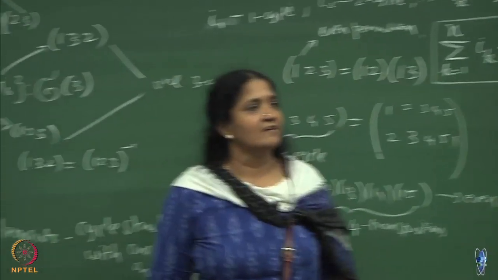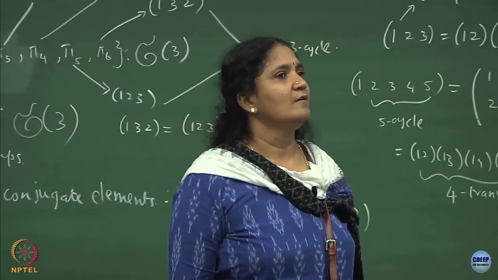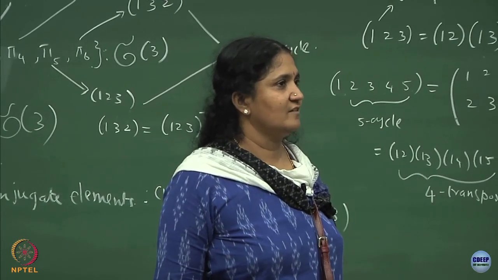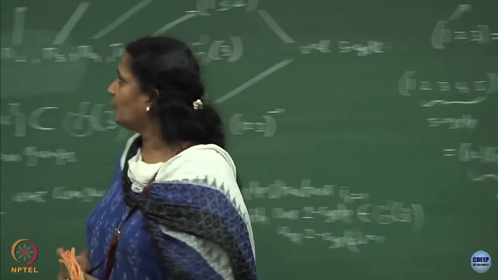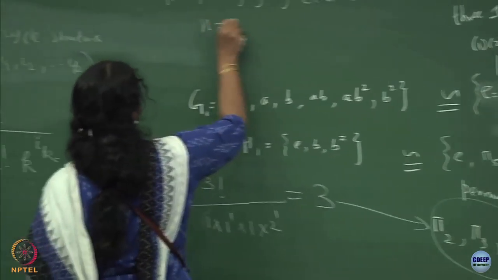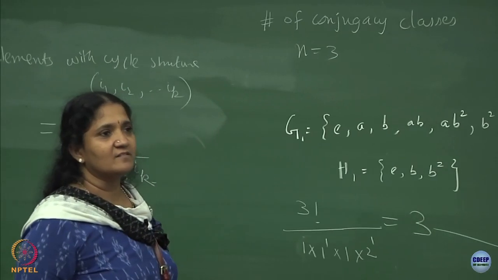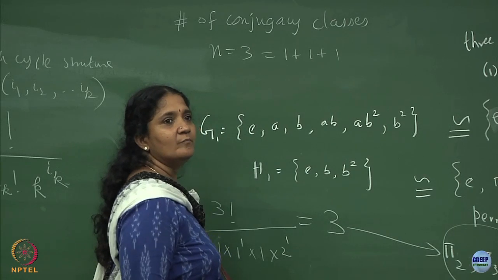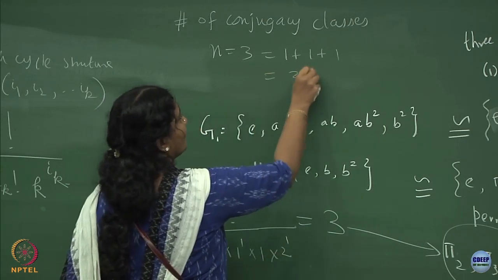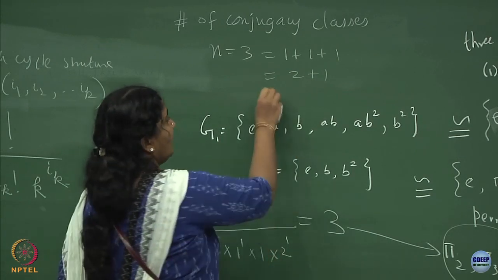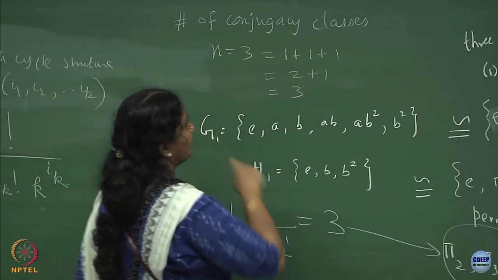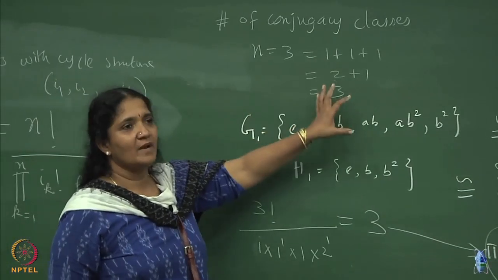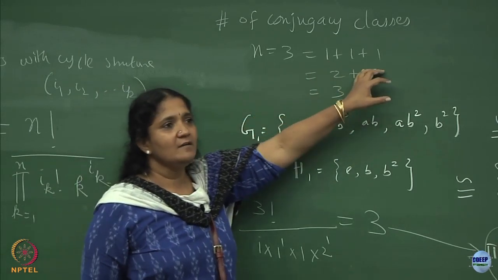Given an integer n, you have to find ways of partitioning it. That is all it says, right. So, suppose I have n to be 3. I can partition it in various ways. I can write it as 1 plus 1 plus 1. I can write it as 2 plus 1. I can write it as 3. This is another way of writing it.